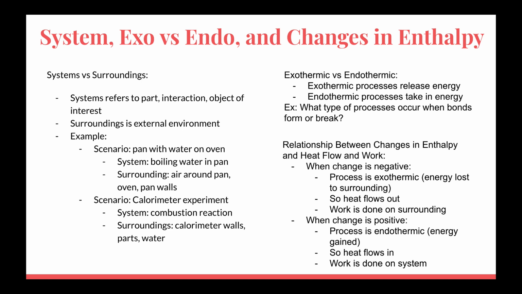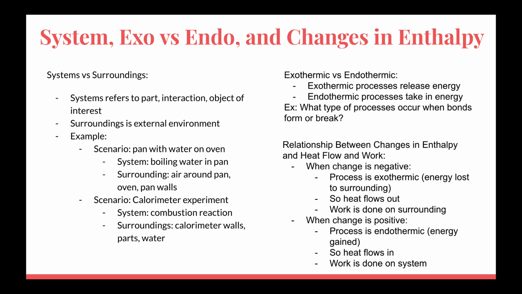Alright, now let's look at the relationship between changes in enthalpy and heat flow and work. When the change in energy is negative, the process is exothermic, since energy is being lost to the surroundings, which explains the negative sign. This means that heat has to be flowing out of the system for the change in internal energy to be negative. And this also means that the system is doing work on the surroundings, since it's releasing its energy to the surroundings.